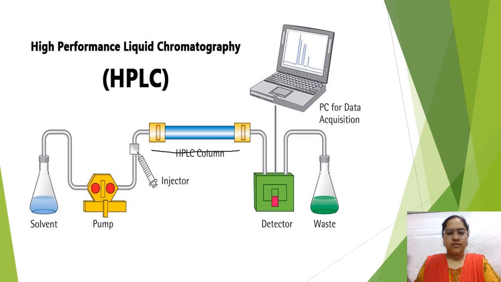This is the HPLC column where the stationary phase and mobile phase are present, and after separation of the stationary phase and mobile phase, these are detected by the detector. Here it is the detector. These are detected by the detector, and the components are sent to the computer and recorded in the form of a graph.